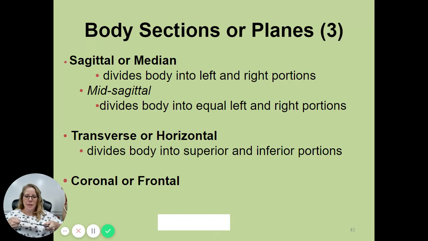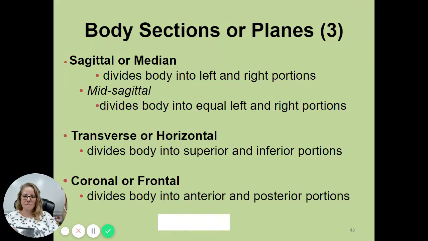The last one we're going to talk about is coronal or frontal. So coronal or frontal, I would actually slice this way, giving a front section and a back section, an anterior and a posterior section. So I tend to use the word sagittal, I tend to use transverse, and I tend to use coronal or frontal. I go back and forth on those. And that's just the body sections or planes. You'll hear me use them a lot.